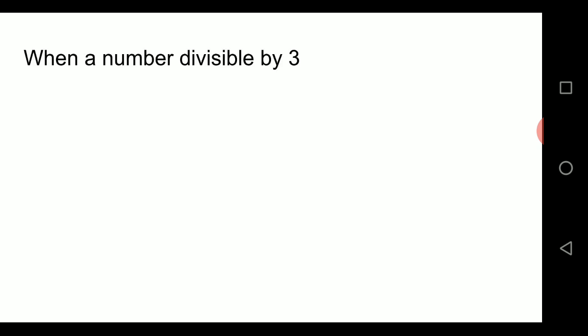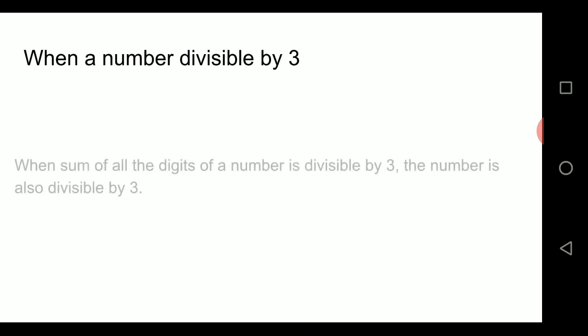So how do we find if a number is divisible by 3? It's very interesting, because when the sum of all the digits of a number is divisible by 3, then the number is also divisible by 3. You have to pick up each and every digit of a number and sum all of them. If the final answer is divisible by 3, then the original number is also divisible by 3. Let's look at an example.